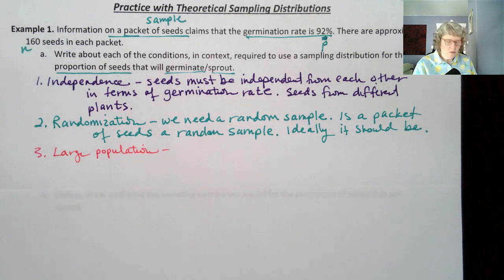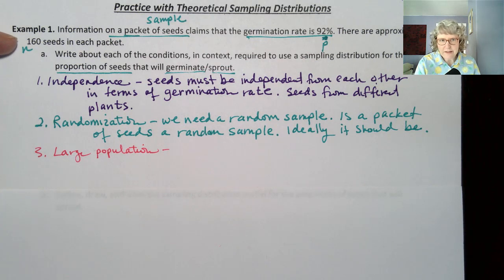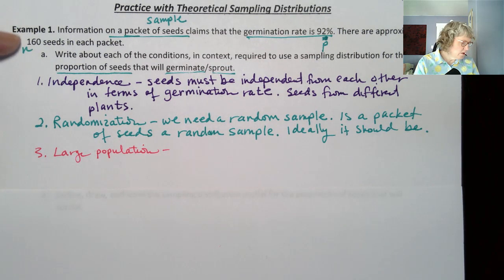Remember, this is the small bag of M&Ms versus big bag of M&Ms. We need to make sure our population is at least 10 times the size of our sample. And so if we have 160 seeds, our population of seeds must be at least 10 times that. Okay, so for that we add a 0, and it would have to be 1,600 seeds.